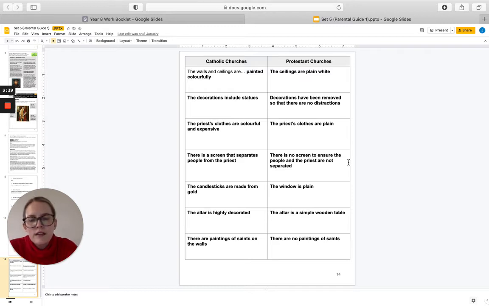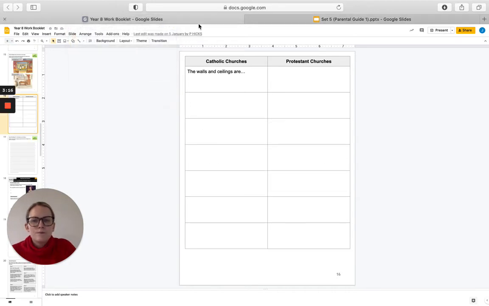The altar in a Catholic church is highly decorated, but the altar in a Protestant church is just a wooden table. And Catholic churches have paintings of saints on the walls, whereas in a Protestant church there are no paintings of saints. So guys, pause there, have a read, correct anything that you need to correct, and then we'll get ready to move on, okay?